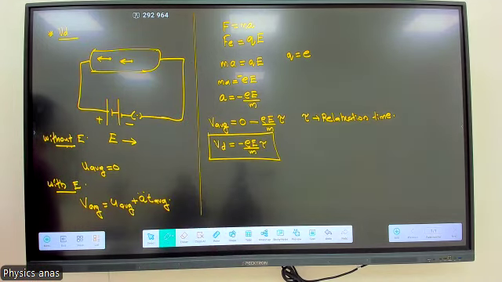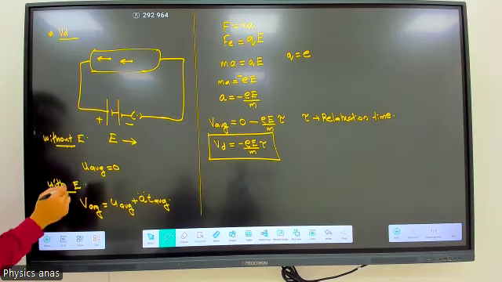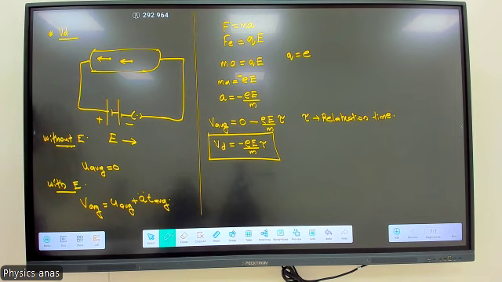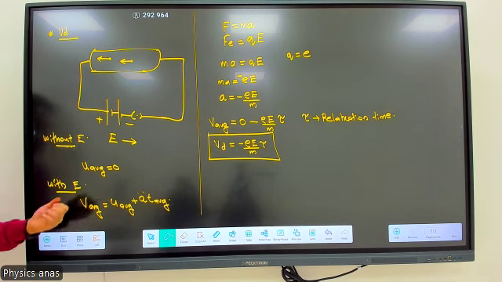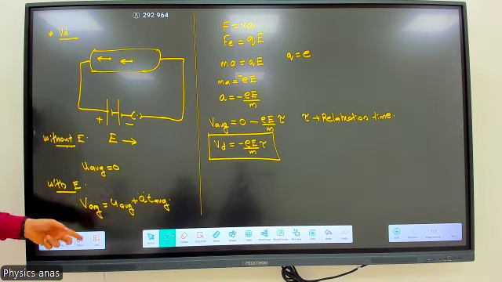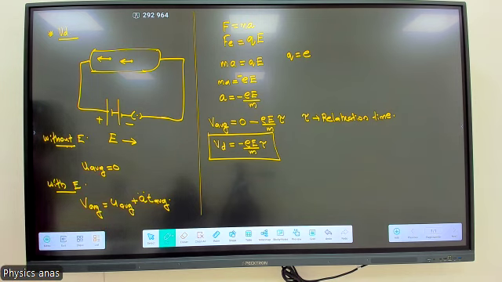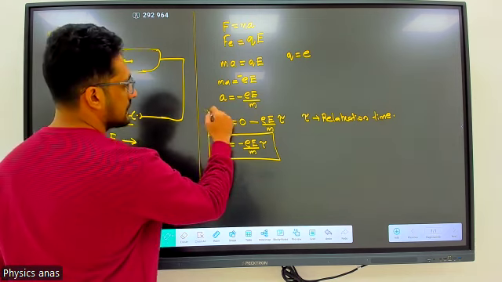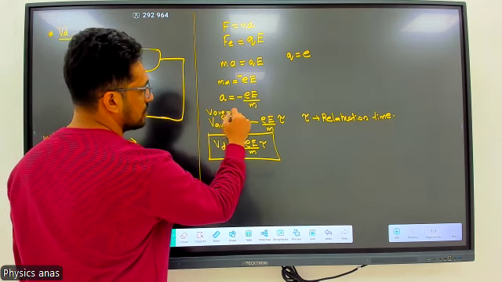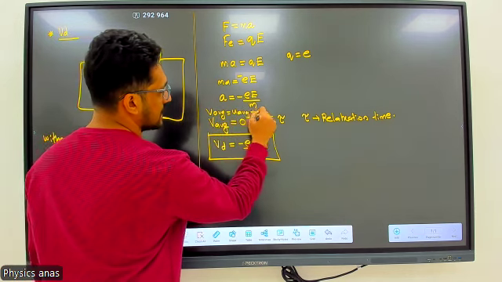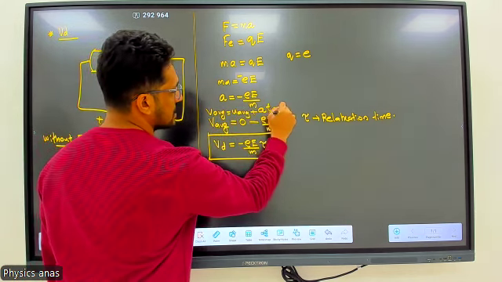It's a very simple derivation. Without an electric field, the average velocity of the electrons will be 0. With the electric field, the average velocity can be written as V average is equal to U average plus A into T average.